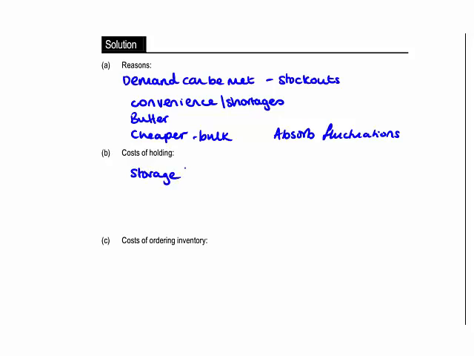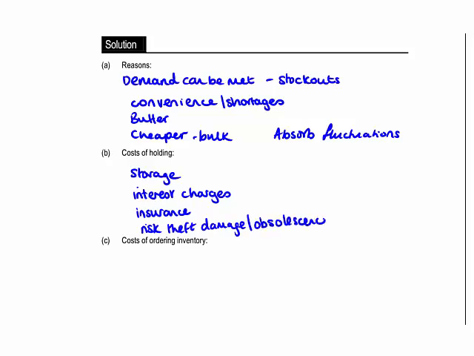There would need to be additional space in the kitchen if you're going to do your year's shopping. There's also the finance charge, so interest charges. You might have to borrow the money in order to purchase the items. There would be costs to do with insurance, especially if there were going to be shortages. And there's also the risk of theft or damage or some kind of obsolescence. And obviously it depends on the type of inventory being held how high those risks are.